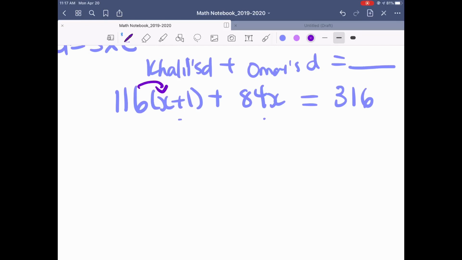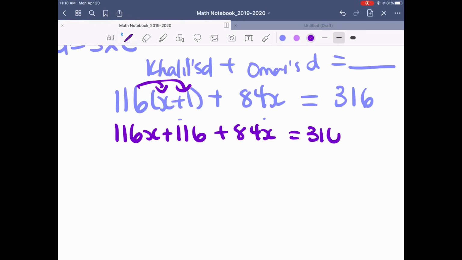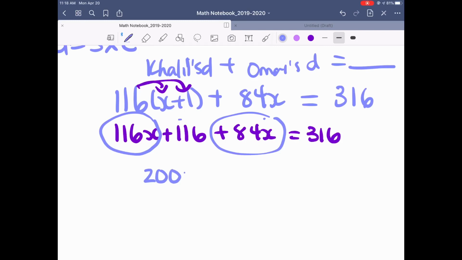So now that we have our equation, we can actually solve it. Here we're going to start off doing distributive property. We get 116x plus 116 plus 84x equals 316. And I'm going to combine my like terms. So 116 plus 84. Here, the x's are on the same side, so you're just combining the like terms. When you add them together, you get 200x plus that 116 that's still there equals 316.